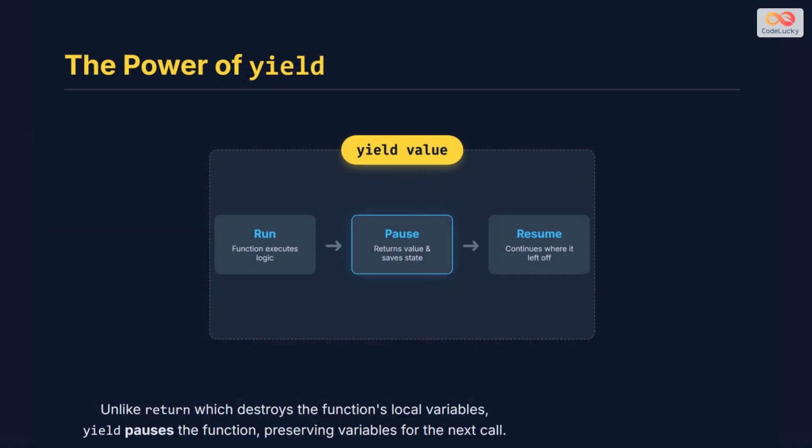The magic behind generators is the yield keyword. Think of yield as a pause button for your function. When a regular function hits a return statement, it destroys all local variables and exits. But when a generator hits yield, it returns a value and pauses, preserving all its variables. When you ask for the next value, it resumes exactly where it left off.